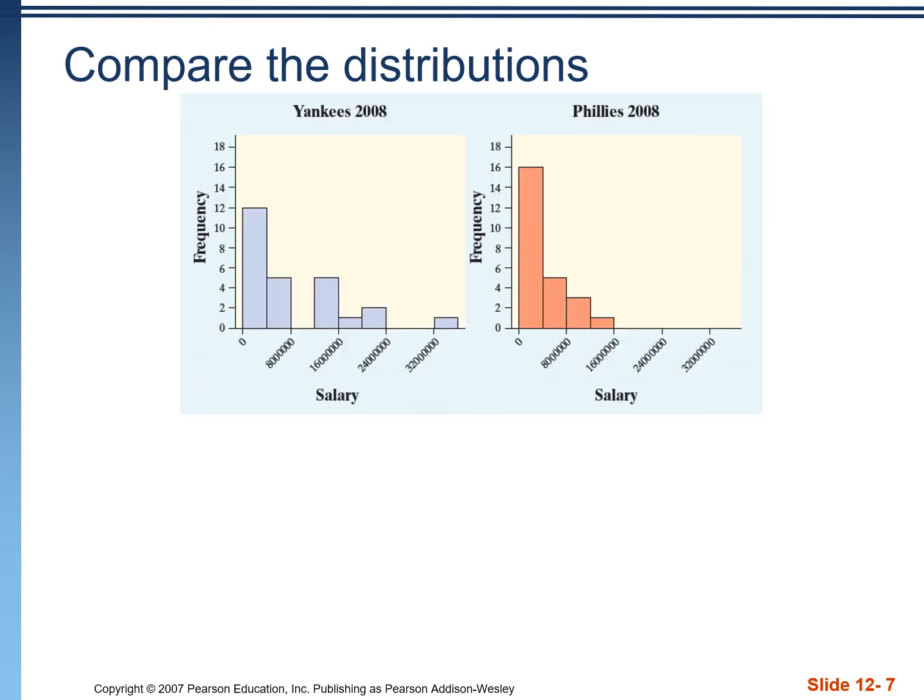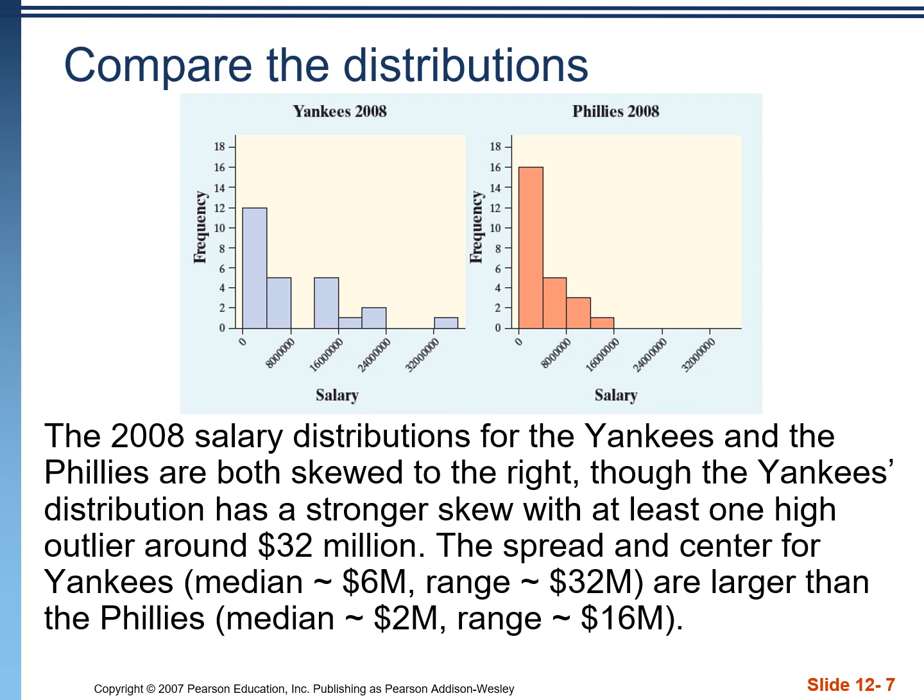So for this, we could say that both of these distributions are skewed to the right. That's noting that that's a component that's the same. Though the Yankees distribution has a stronger skew with at least one high outlier around 32 million. The spread and center for the Yankees is higher than for the Phillies.